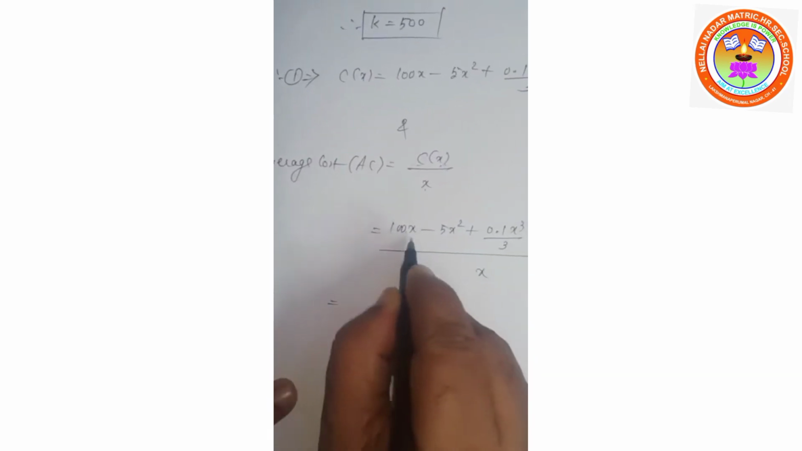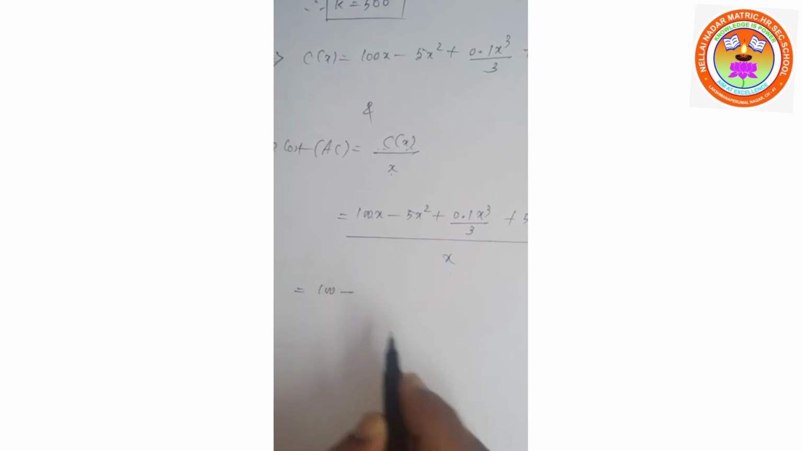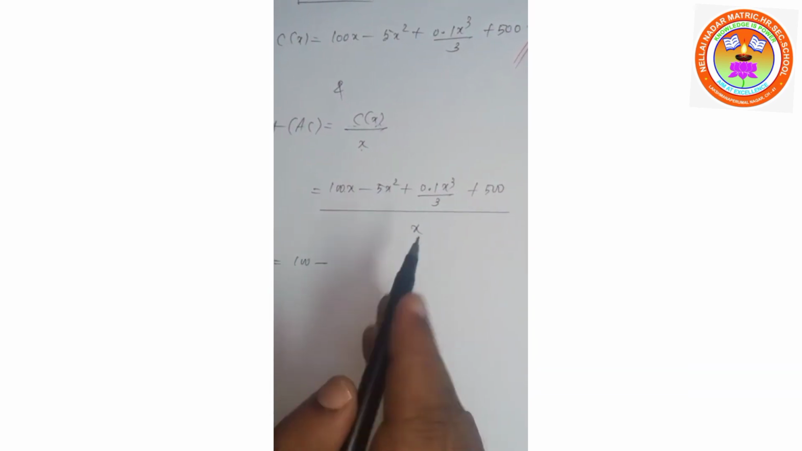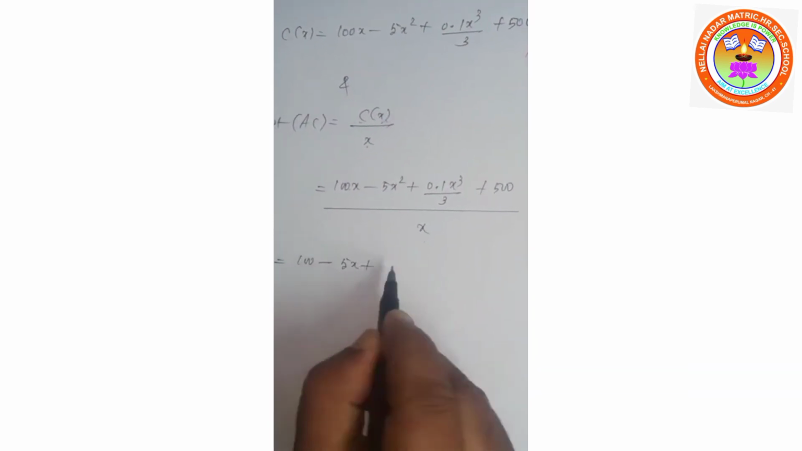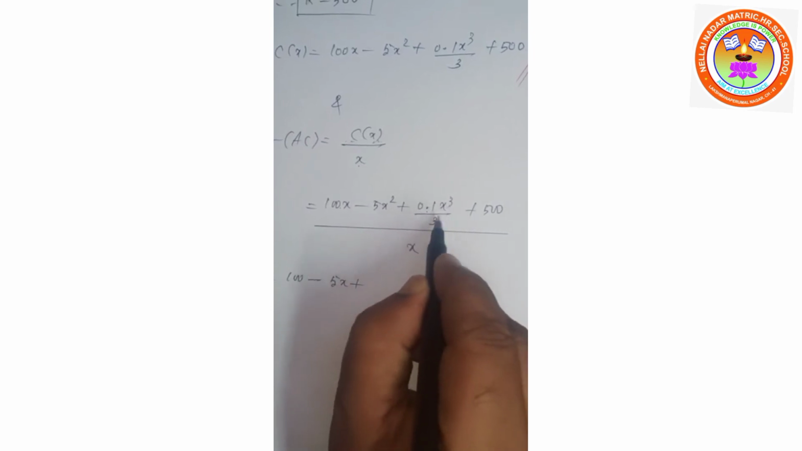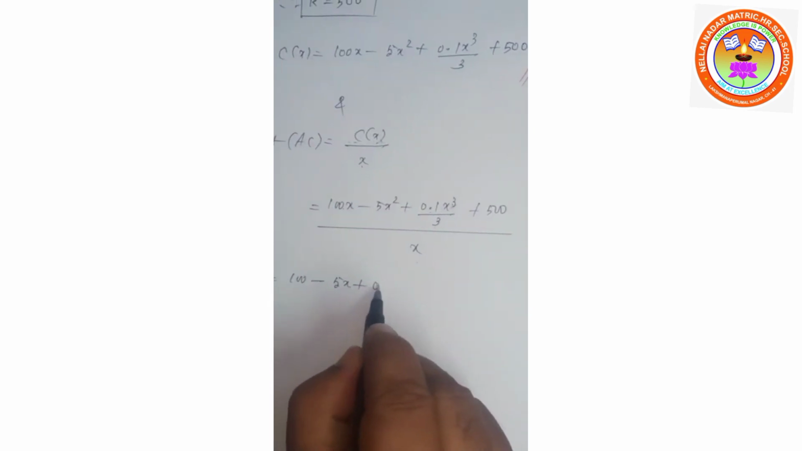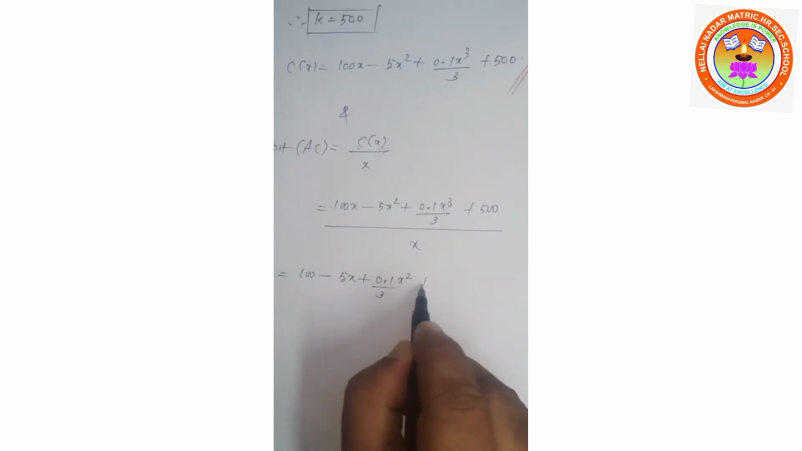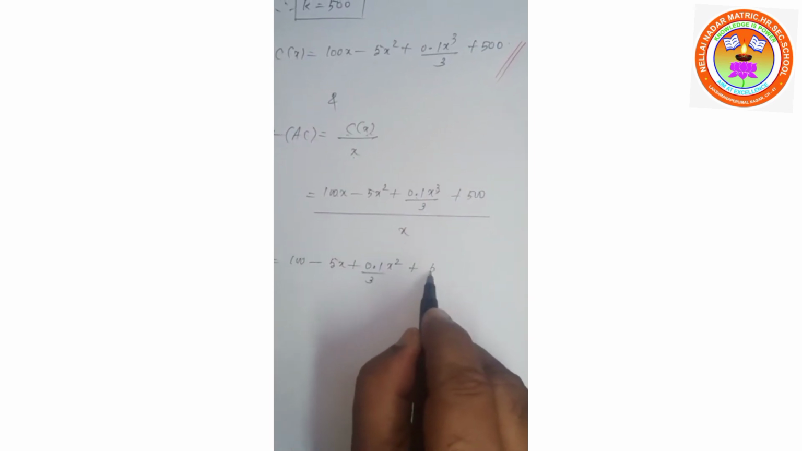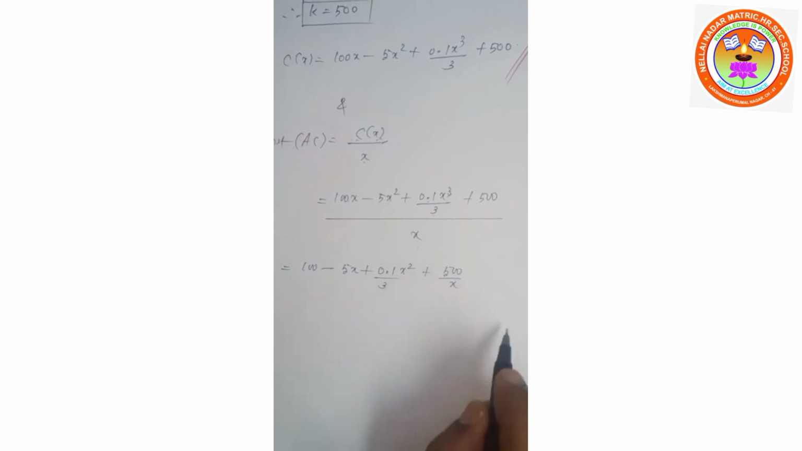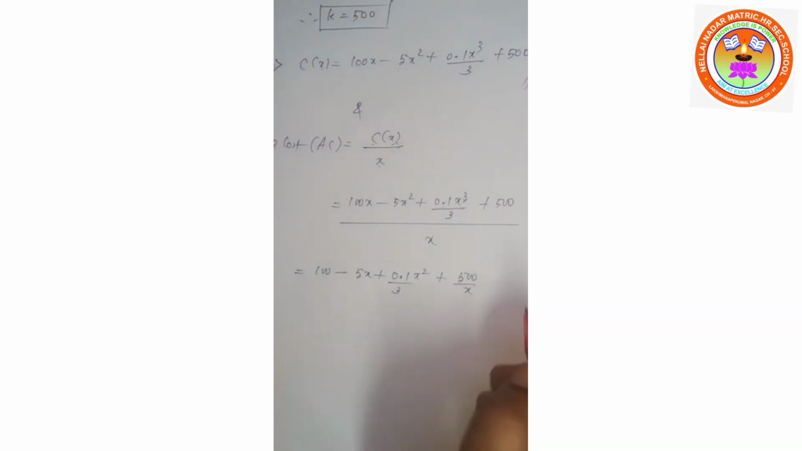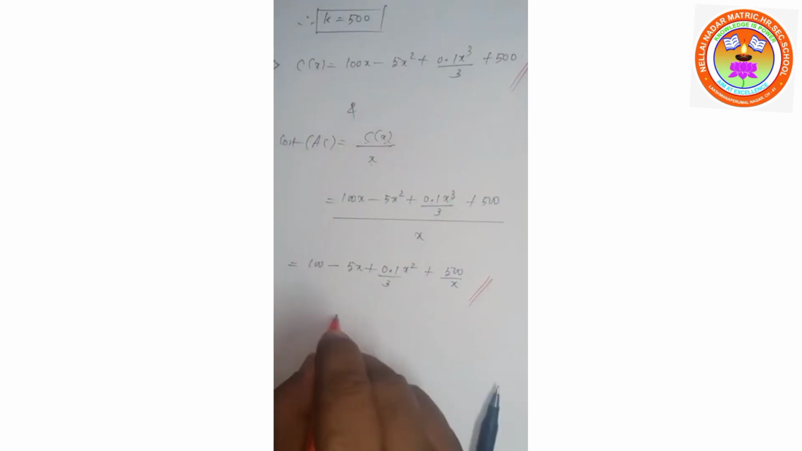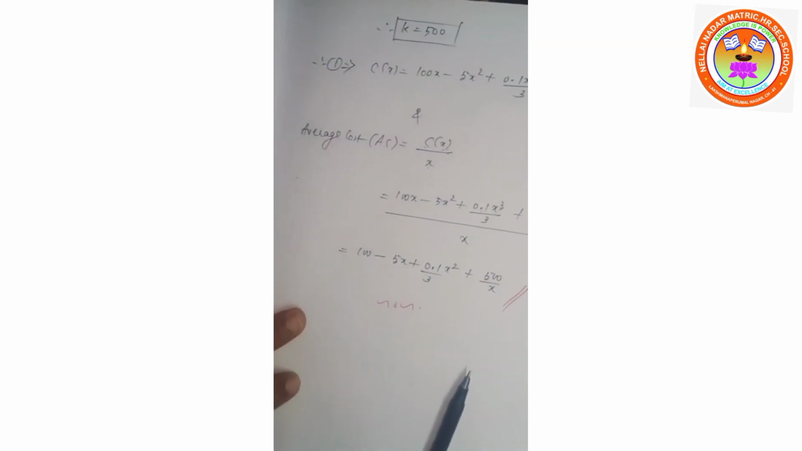100x by x, 1x gets cancelled, 100. 5x squared by x, 1x gets cancelled, 5x. Here 0.1 x cube by 3, 1x gets cancelled, 0.1 x squared by 3 plus 500 by x. That's all. Average cost also over. Now problem number 6 is over.